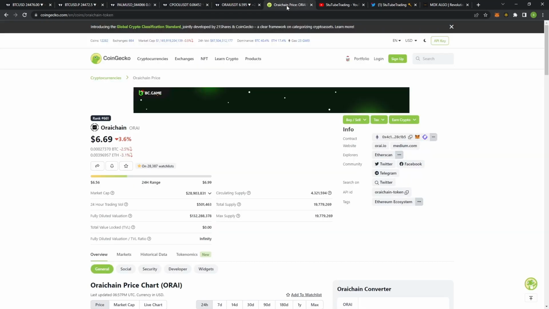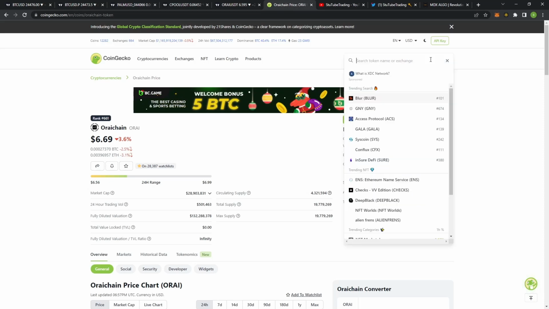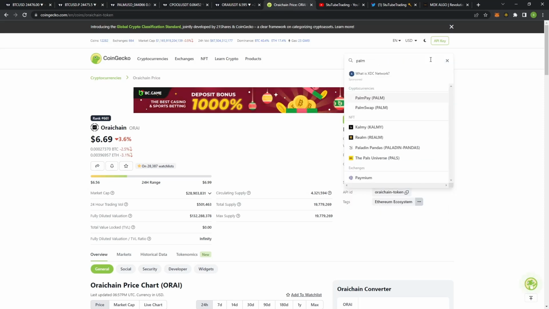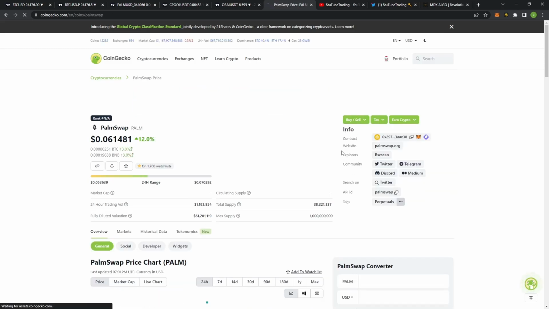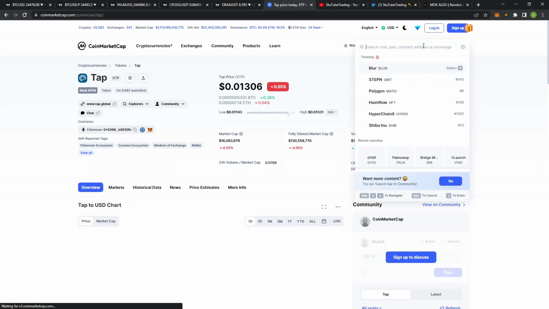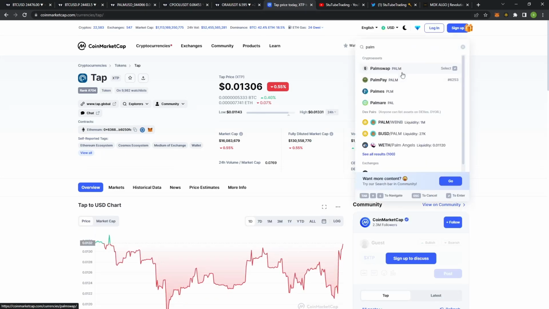This is a decentralized exchange for anyone unfamiliar. Let's just check what Palm Swap... What is the... Oh, market cap is non-existent apparently. CoinMarketCap. Palm.